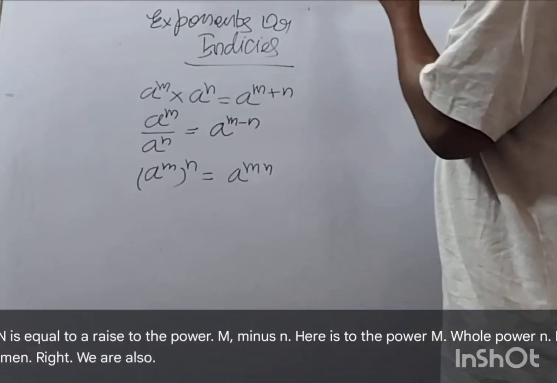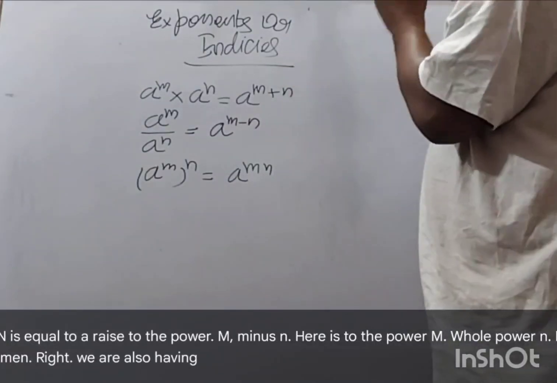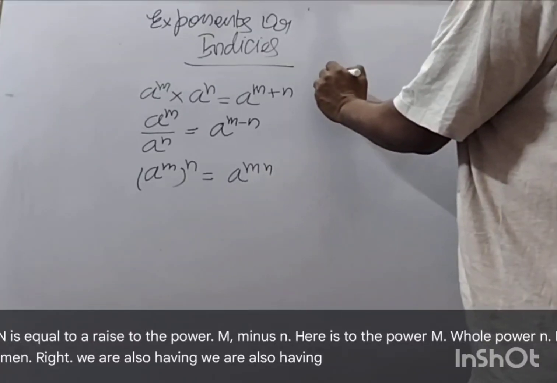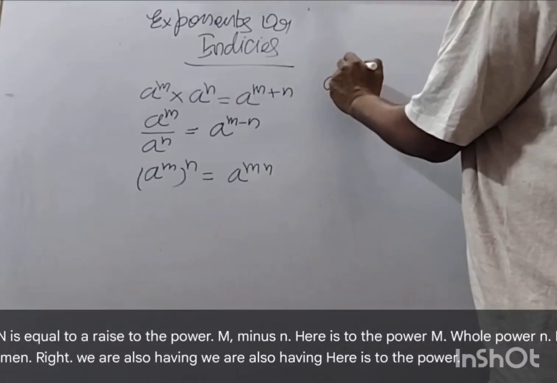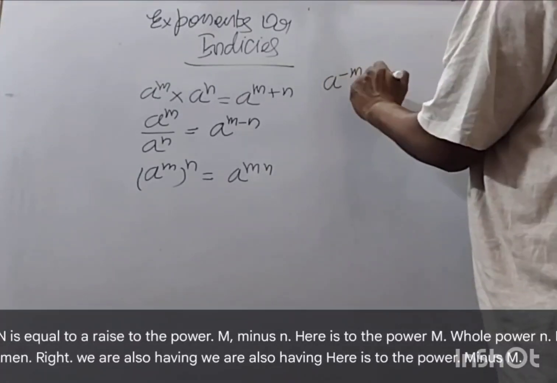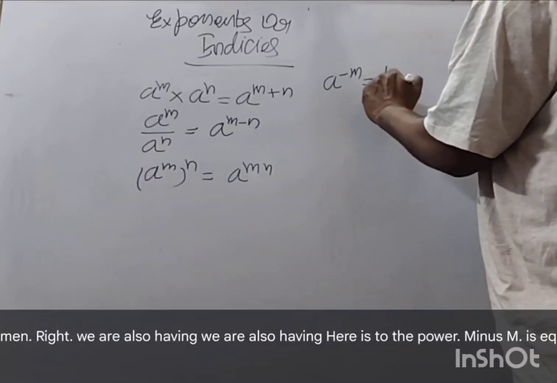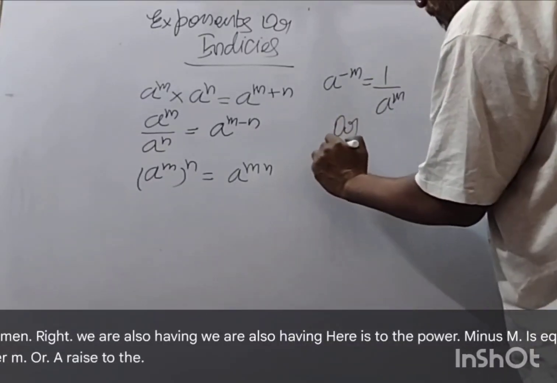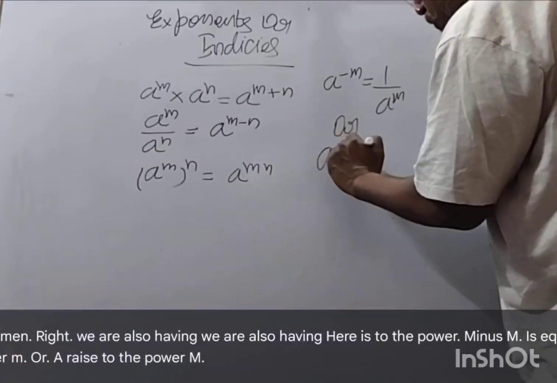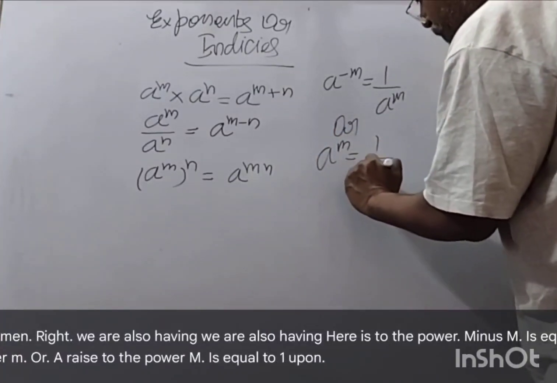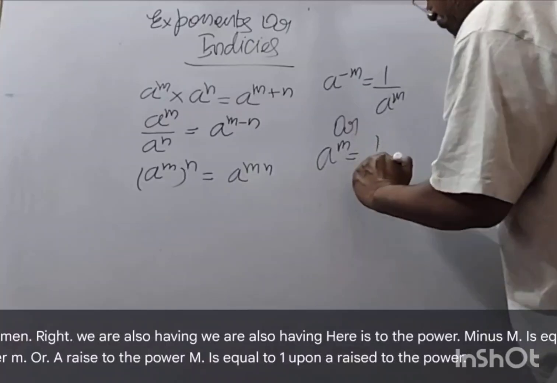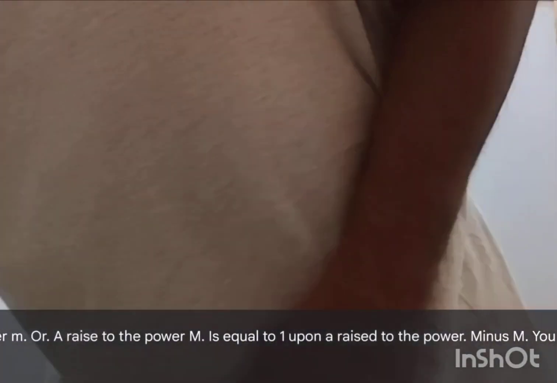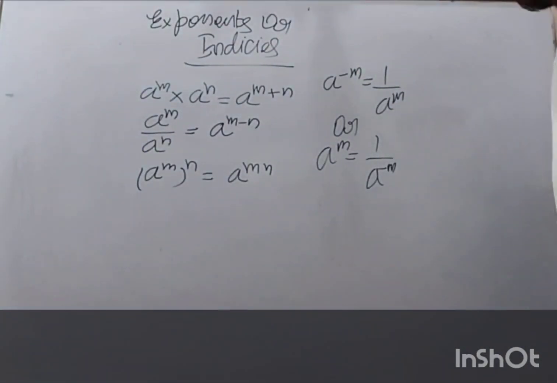We also have a raised to the power minus m is equal to 1 upon a raised to the power m, or a raised to the power m is equal to 1 upon a raised to the power minus m. You get this? Yes, sir.